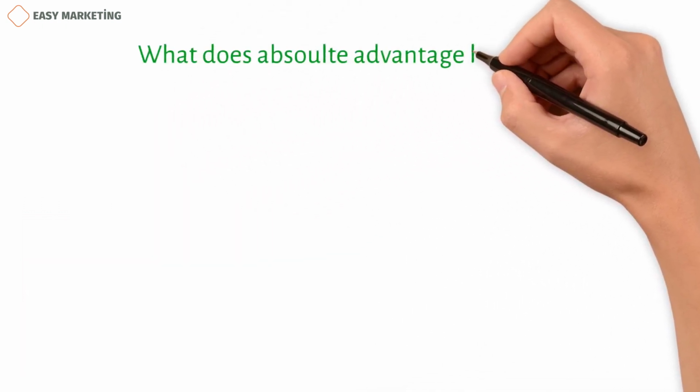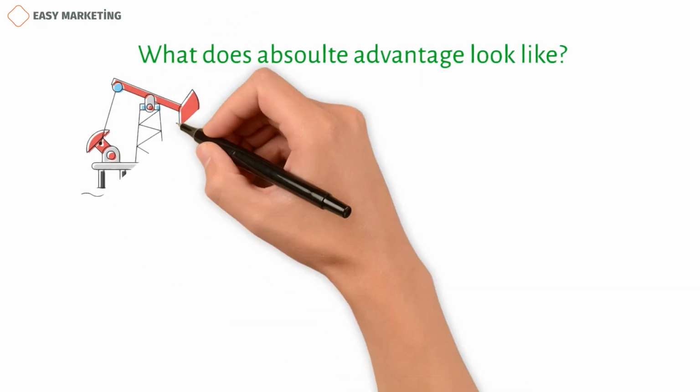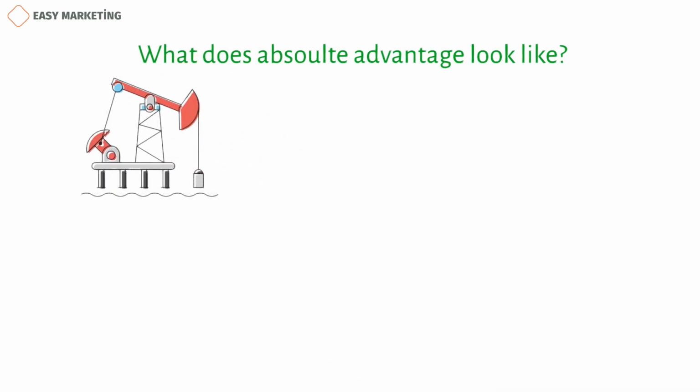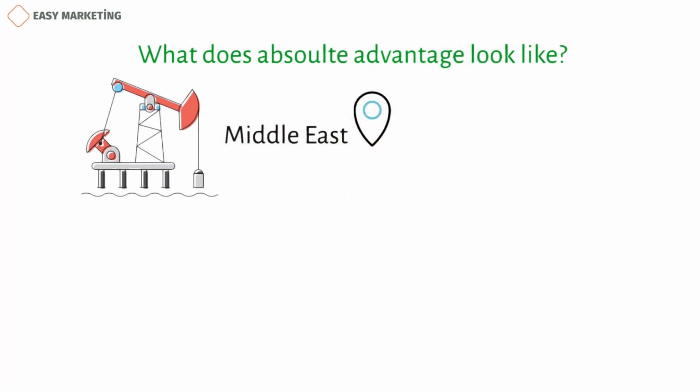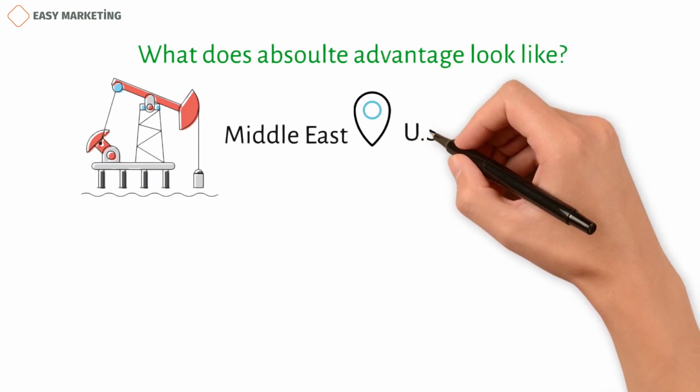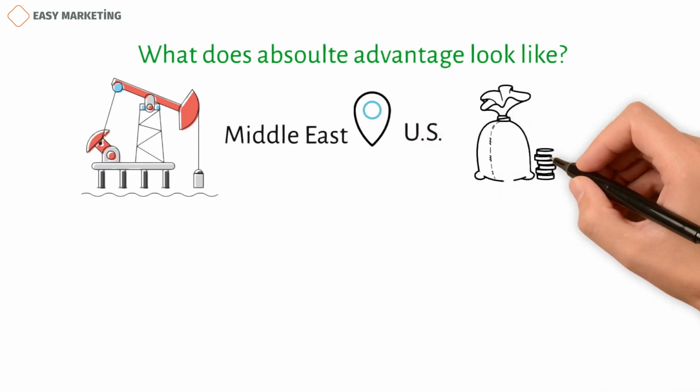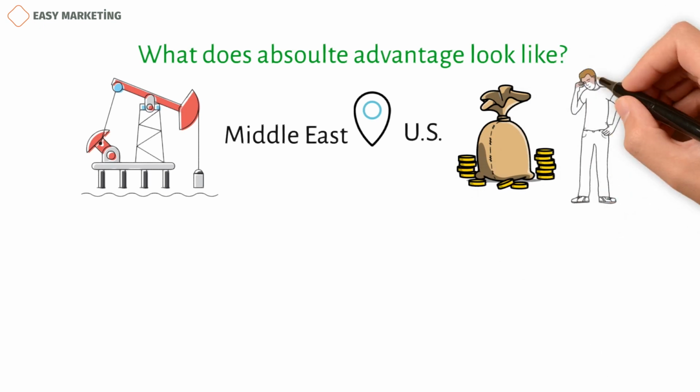What does absolute advantage look like? In the real world, oil production is a good example of an absolute advantage. When it comes to making oil, countries in the Middle East have a huge advantage. In countries with a lot of oil, businesses can use simple, cheap ways to drill for the resource and get a lot of it. In other places, like the US, with methods like offshore drilling, oil production is more expensive and takes more work.